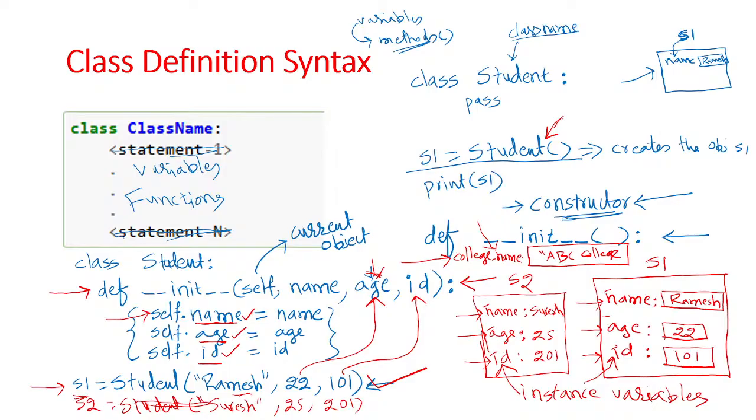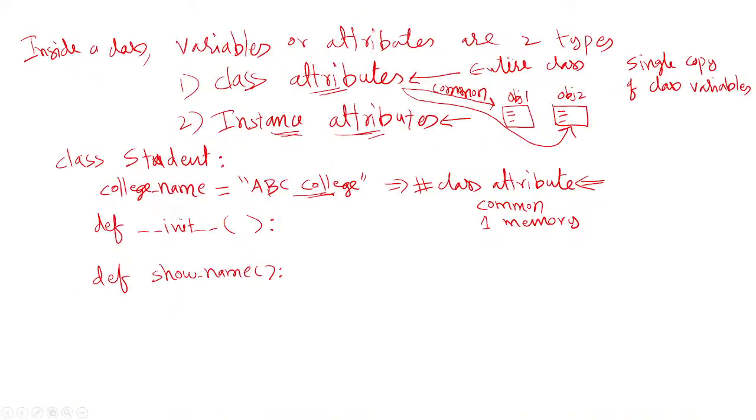Now s1 can access this and s2 can also access this. It is common to all the objects. When you want to maintain a common variable for all the objects, then we use class variables. So we define class attributes.